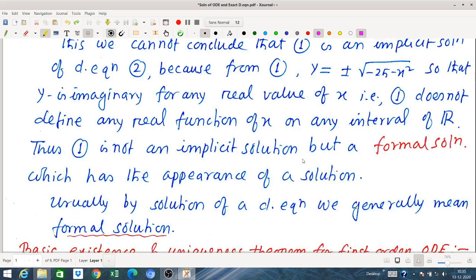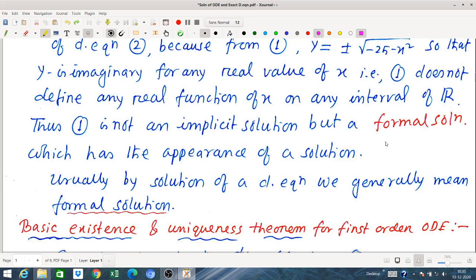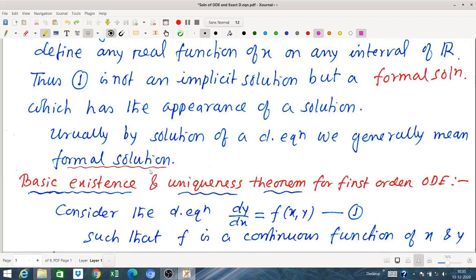There is no real function at all in this relation, but it satisfies the equation formally, so it is a formal solution, which has the appearance of a solution. It looks like a solution, that's why we call it a formal solution, but actually we are not getting any real function. So usually by a solution of a differential equation, we generally mean a formal solution.